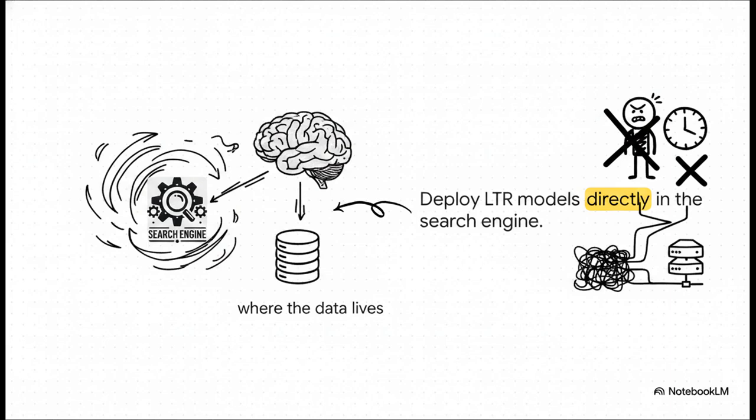Modern search engines like Solr, Elasticsearch, and OpenSearch actually allow us to track features and deploy these LTR models directly into the search engine itself. And that's exactly what we want. We want to execute the model right where the data lives. Imagine if we had to send thousands of documents and all their metadata over the network to an external server just to be scored. The search experience would be incredibly sluggish and totally inefficient.